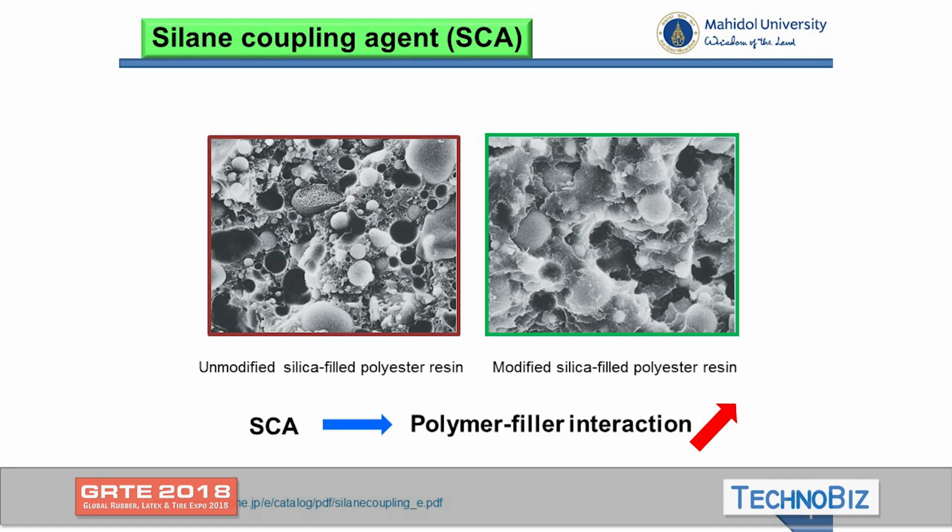And not only the state of mix, but the rubber and filler interaction can be improved by the use of silane coupling agents. As you can see in this slide, the adhesion between the silica particle and the polymer matrix can be improved. So, silane coupling agents can be used to improve both the dispersion and the rubber-to-filler interaction at the same time.